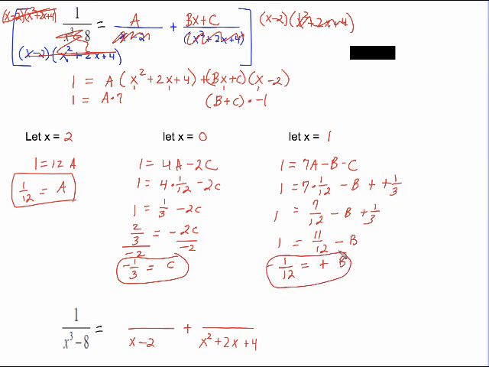And those are our values for a, b, and c. A was on top of our linear factor, so that's 1/12. And this is bx plus c. b is negative 1/12 x plus c. I could say plus negative 1/3, but MathLab would prefer it to be minus 1/3 over that quadratic denominator.